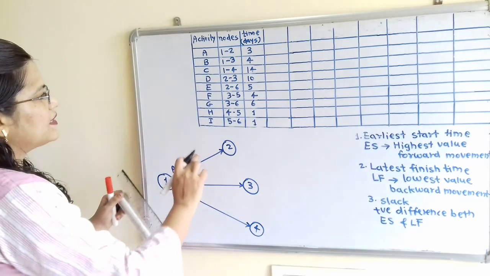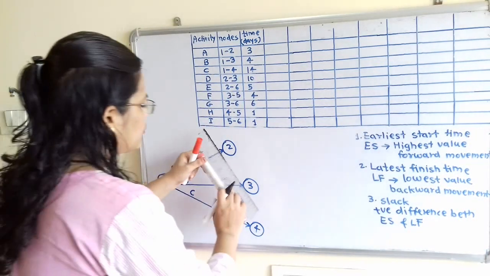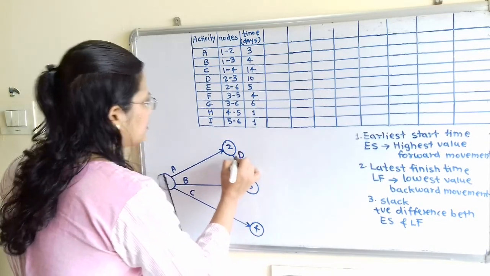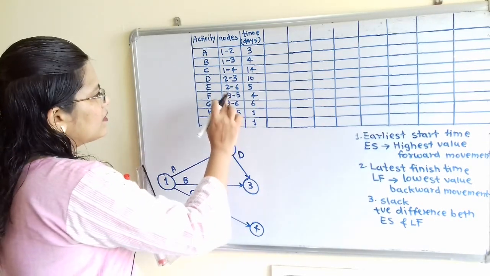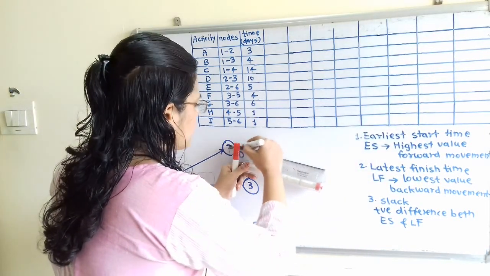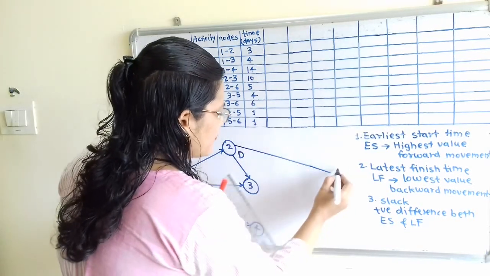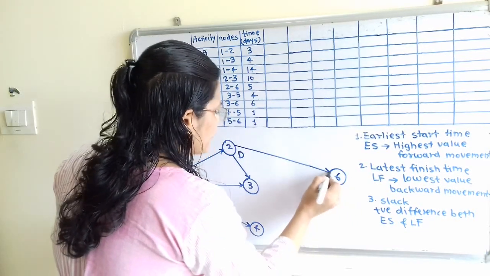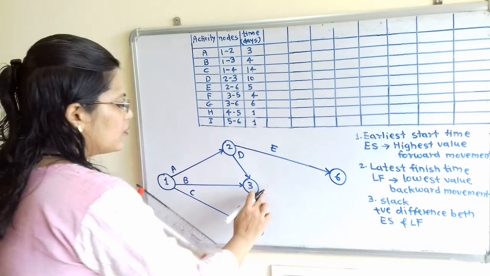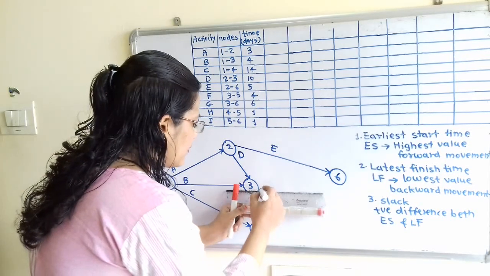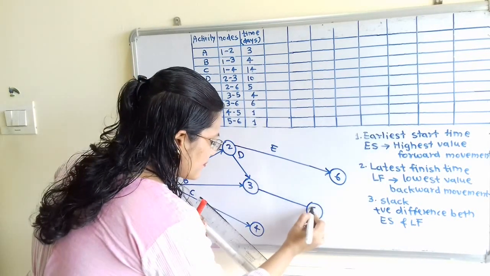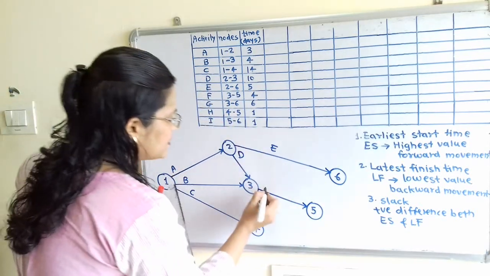Then activity D, 2 to 3. So we will join here 2 to 3, and I will mention activity D. Then activity E, 2 to 6. So we have to show here node 6. So 2 to 6, that is activity E. Then activity F, 3 to 5. So we have to show here node 5. So 3 to 5 is F.